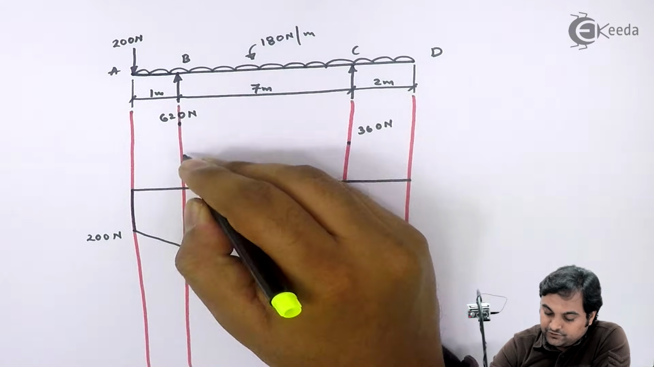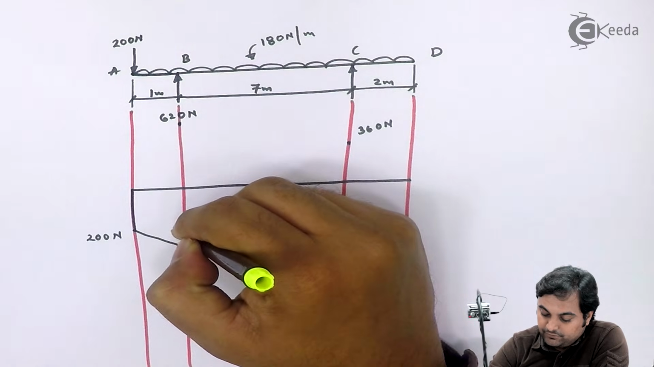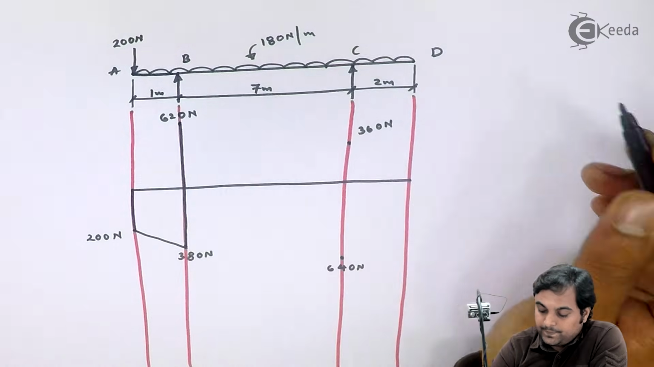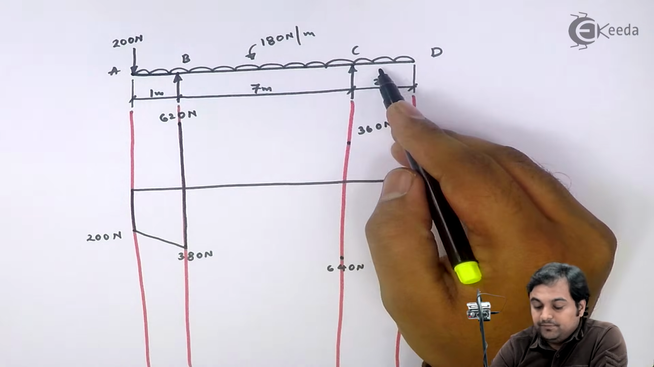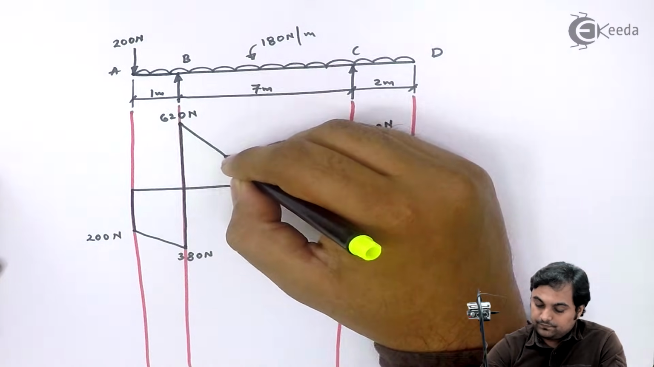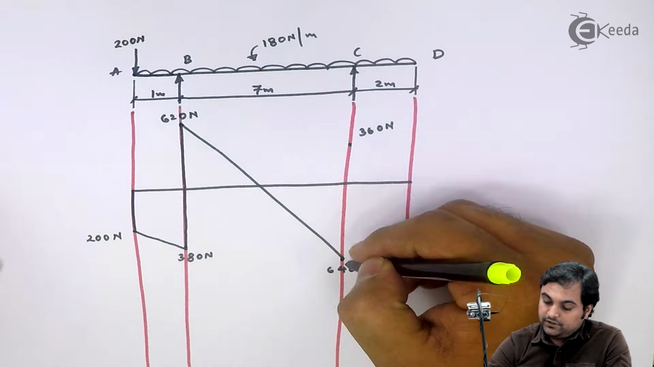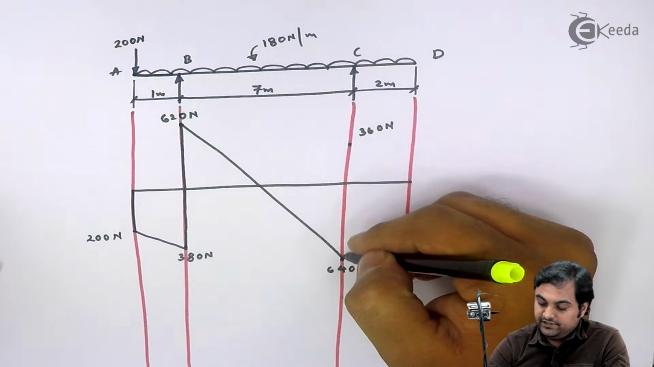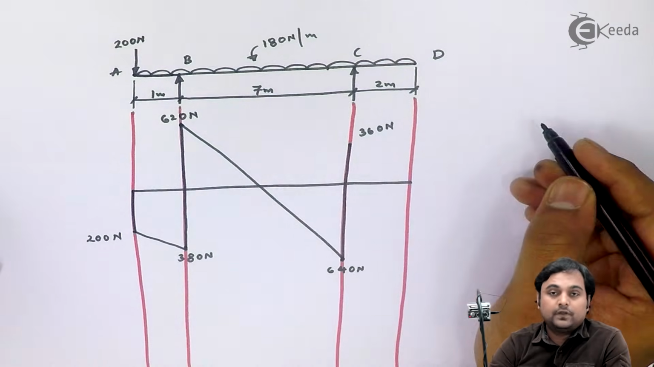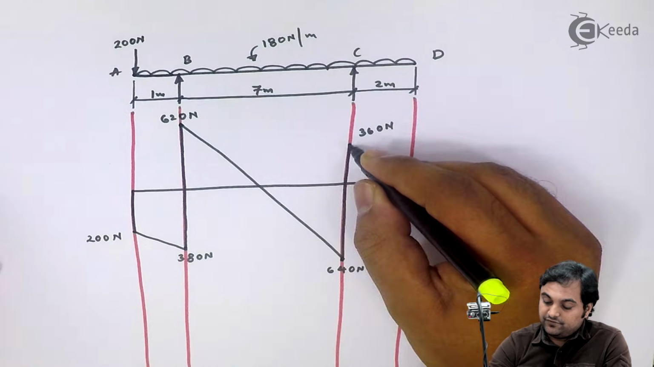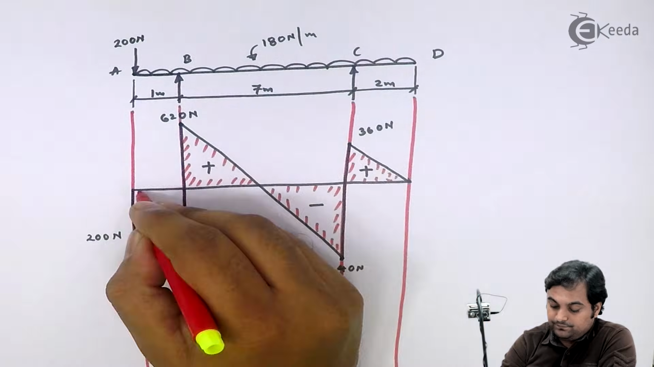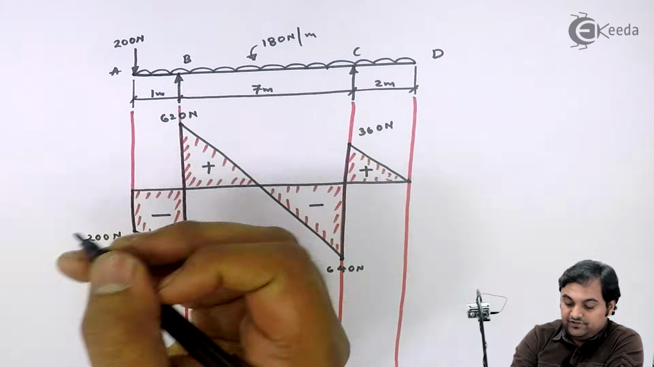Next, the shear force value increases at point B from 380 to 620. And then again between B to C there is UDL. So here I would be having an inclined line. Next, shear force at C, I have two values. It increases from 640 to 360. And finally at point D, the shear force is 0. So this is the shear force diagram which we have.